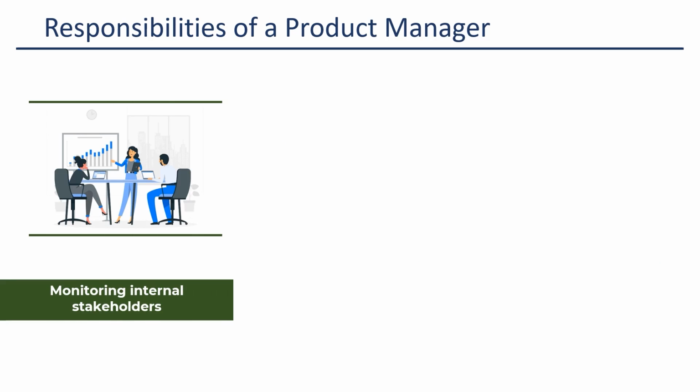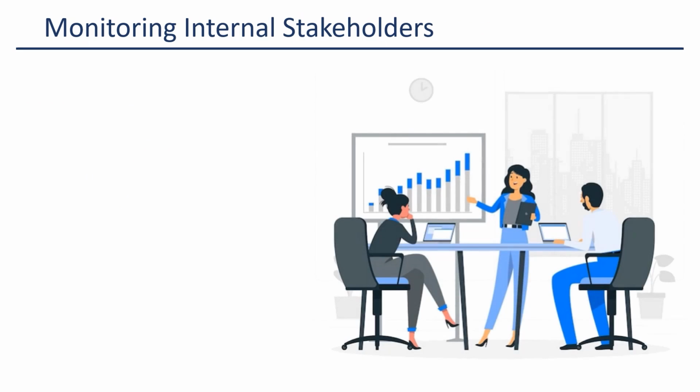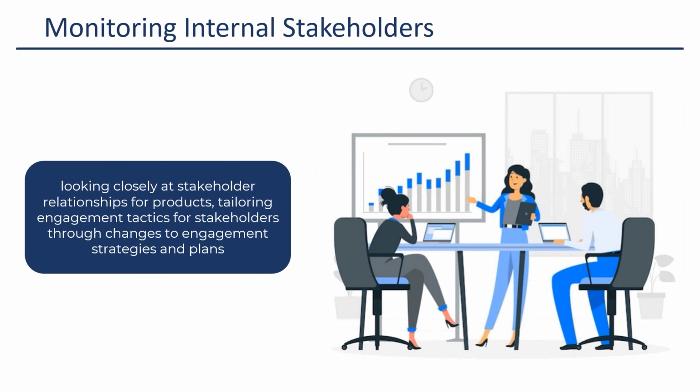The next responsibility is monitoring internal stakeholders. Monitoring stakeholders is the process of looking closely at stakeholder relationships for products, tailoring engagement tactics for stakeholders through changes to engagement strategies and plans, and observing and managing the team. Translation: transferring information from the design team to the development team.